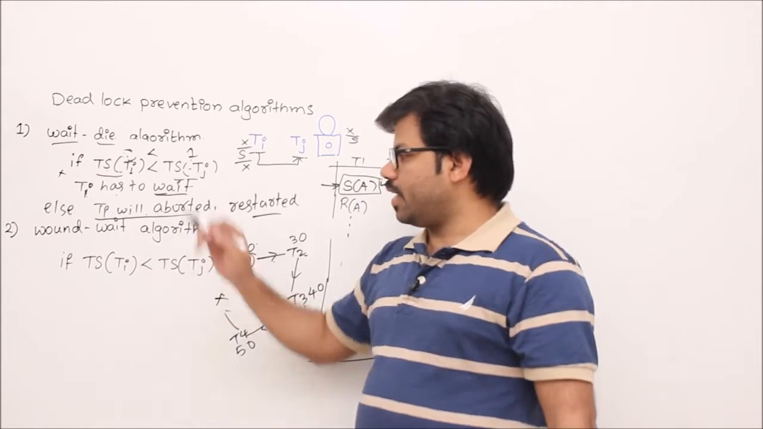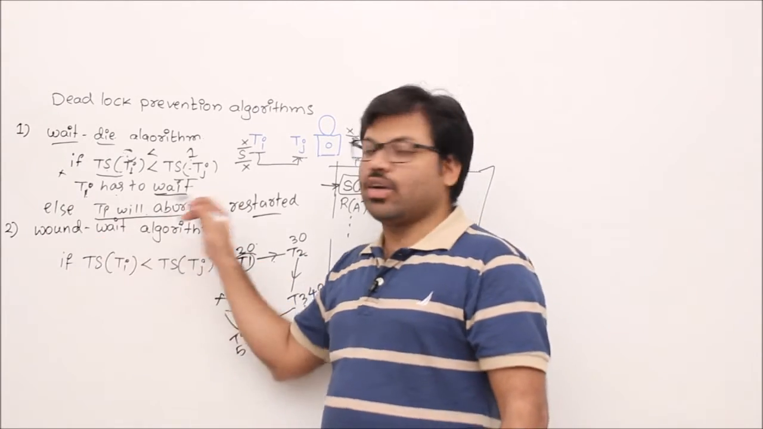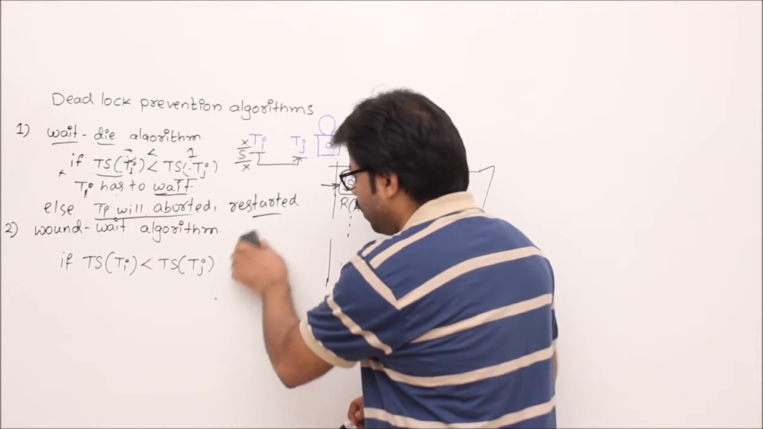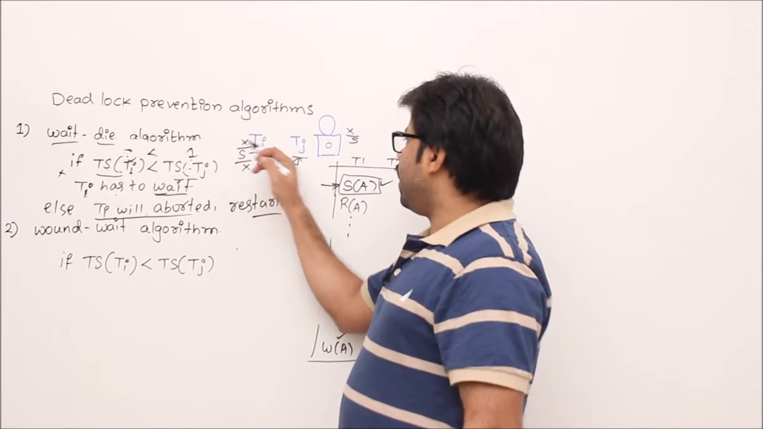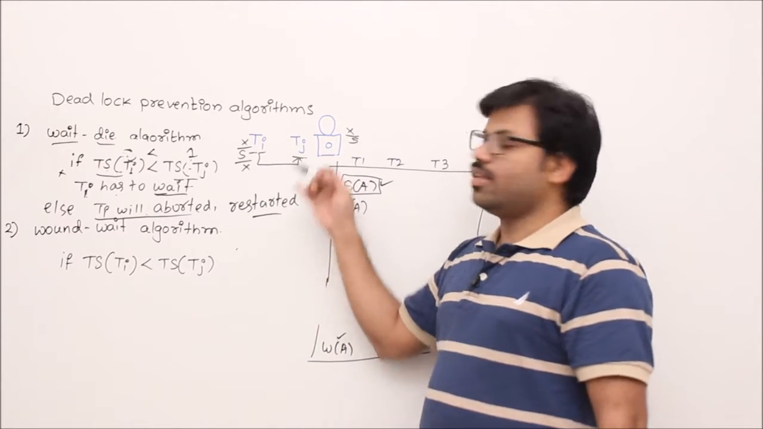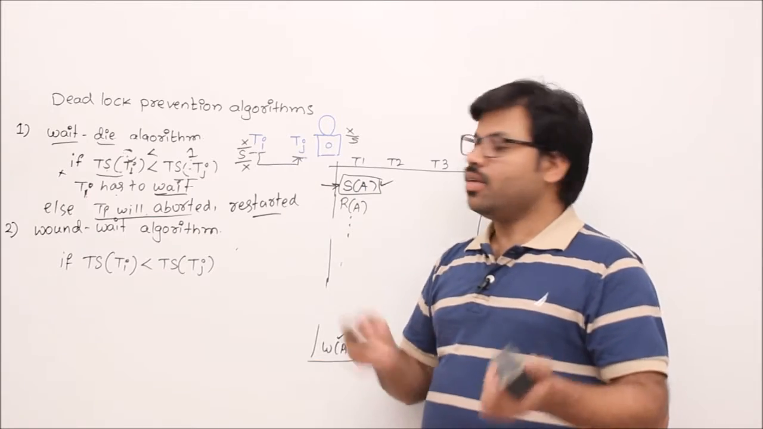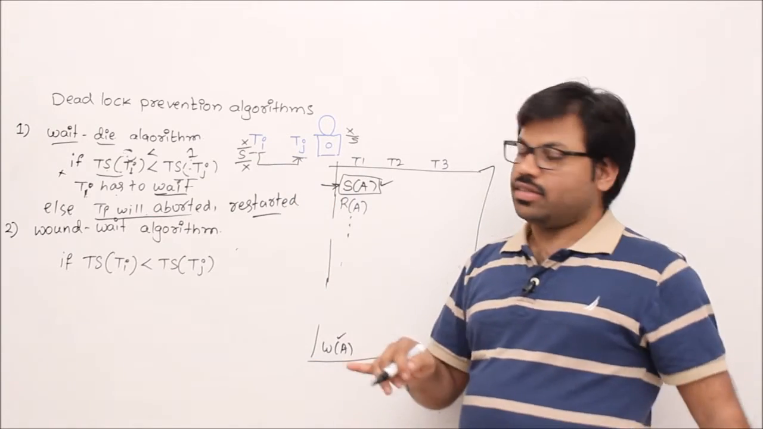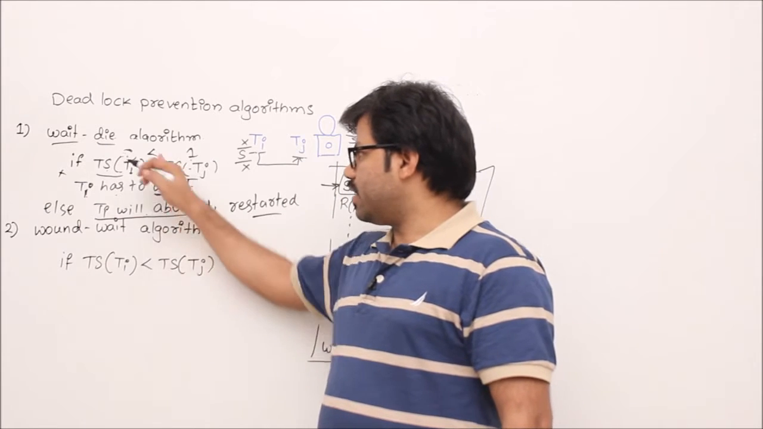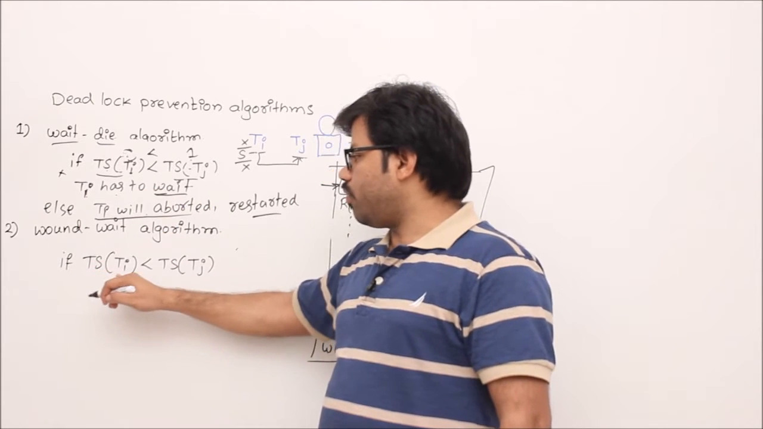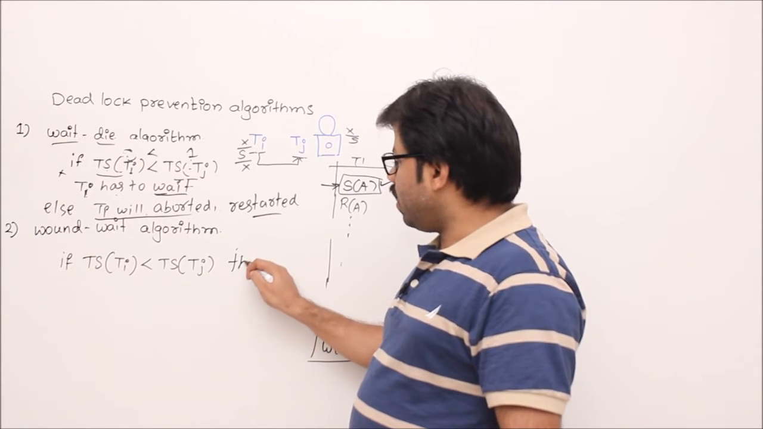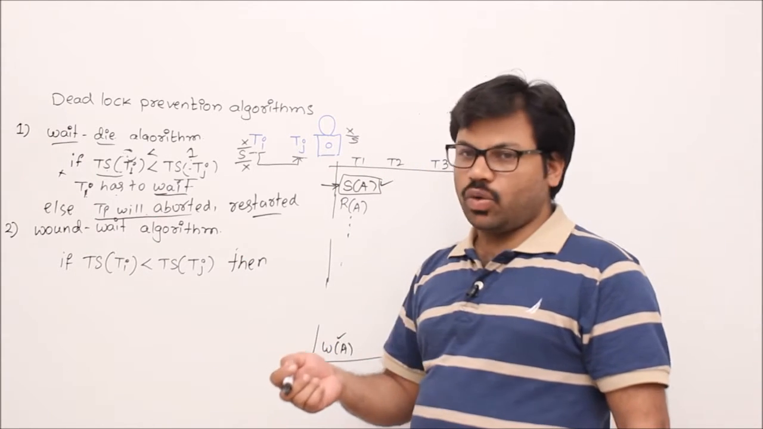Now we'll see the second case, that is the wound-wait algorithm. In the wound-wait algorithm, it is the same story with a little bit of modification. Same, TJ is holding the lock, TI wants it, and the lock is conflicting, right? So in this scenario, the condition will be checked like this. Again, the same condition: if timestamp of TI is less than timestamp of TJ, then the case will be here. First of all, we see who is younger and who is older.